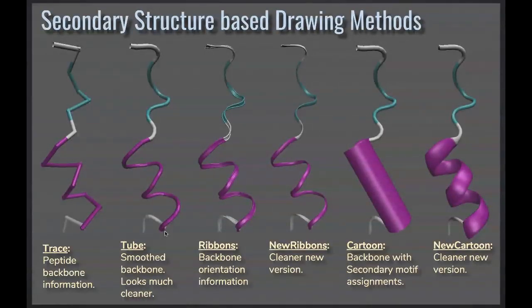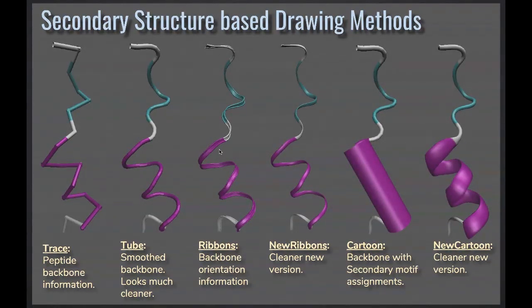Now, this is the comparison of secondary structure-based drawing methods in VMD. On the left, we have a trace. So that's probably a very rough representation of the backbone. I'm not sure why anybody would want to use it, but it's the beginning. Then the tube is an extension of it. In this case, the backbone is smoothed using splines, I guess. Looks much cleaner. The next one is ribbons.